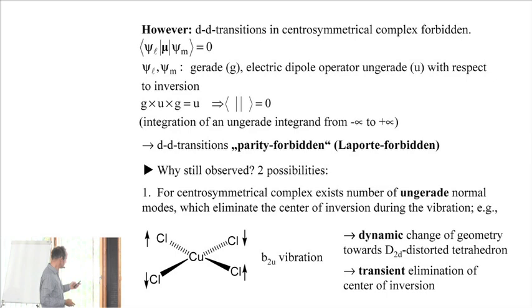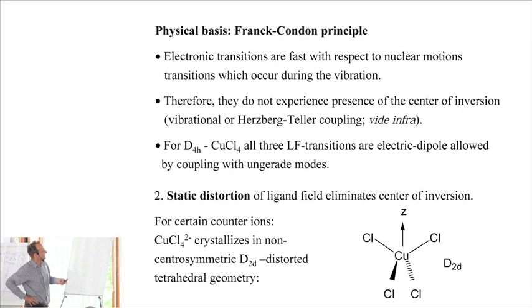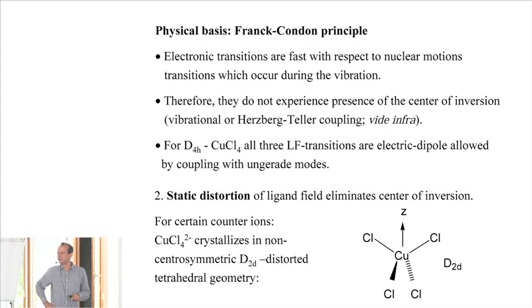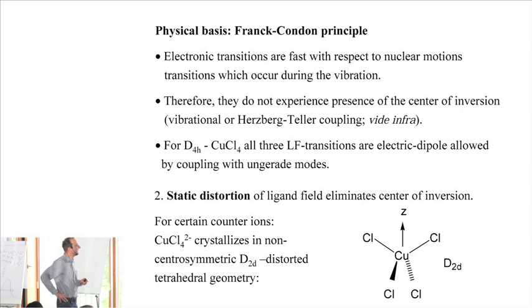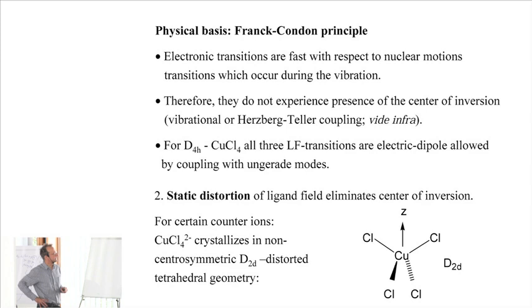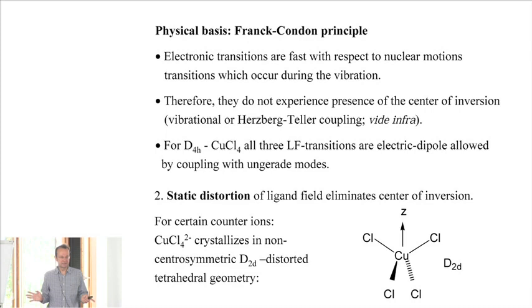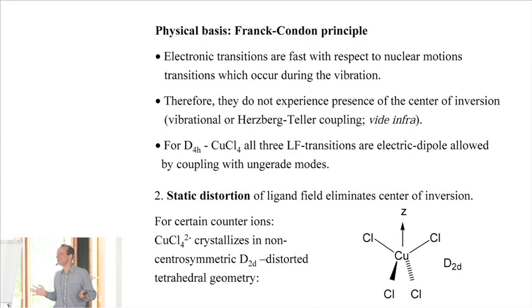The physical basis of this is the Franck-Condon principle. Electronic transitions are fast with respect to nuclear motions, which occur during the vibration. Therefore, they do not experience the presence of a center of inversion. A quantitative way of formulating this is Herzberg-Teller coupling. I come to this later. For D4h tetrachlorocuprate, all three ligand field transitions are electric dipole allowed by coupling with the ungerade mode. So for every transition which is in principle forbidden in the true symmetry of the complex, you can find an ungerade mode, an odd symmetry mode, which makes that transition allowed. So in solution, you make that complex and take a spectrum of it, you will see all transitions, although they are all in principle forbidden.